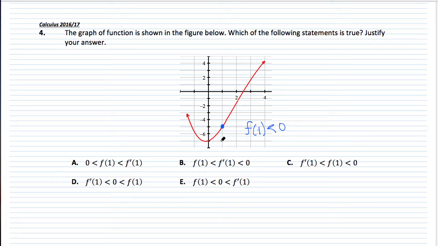Then if we go and look at our slope, if we sketch a tangent line here, or just think about the slope, which is equivalent to our derivative, we see that that is greater than 0. Therefore, what we can say is f of 1 is less than 0, and 0 is less than f prime of 1. So which answer corresponds to this? Well, it would have to be E, for this exact reason given right here.